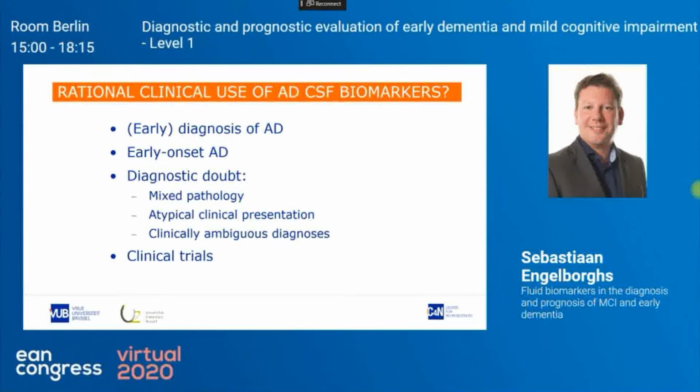The AD-CSF biomarkers have their use in case of diagnostic doubt, in case of atypical clinical presentation, or in case of clinically ambiguous diagnoses. For example, one doubts between is this Alzheimer's disease with frontal lobe features, or is this an early frontotemporal dementia? They can also help to diagnose the Alzheimer's disease component in people with mixed pathology, for example, significant cerebrovascular disease. And the CSF biomarkers, of course, serve to identify AD subjects to be included in clinical trials.